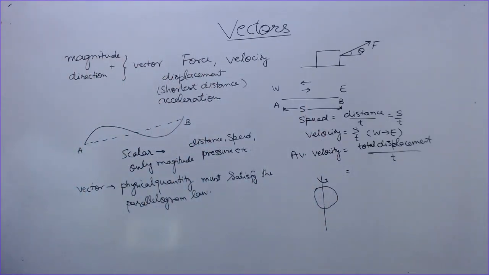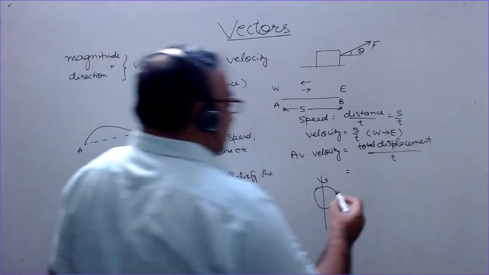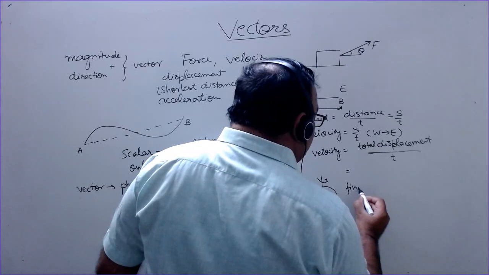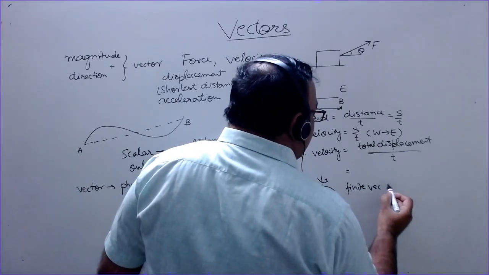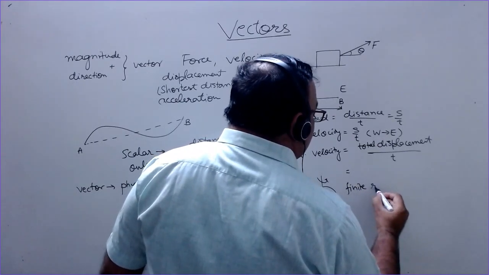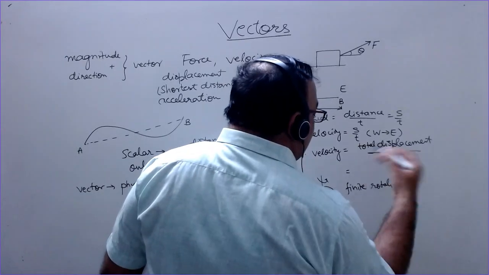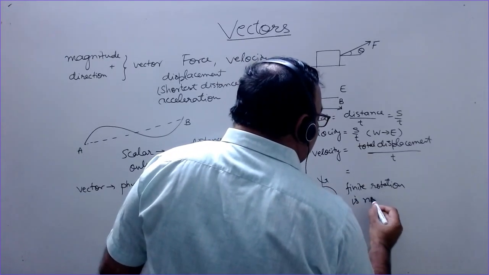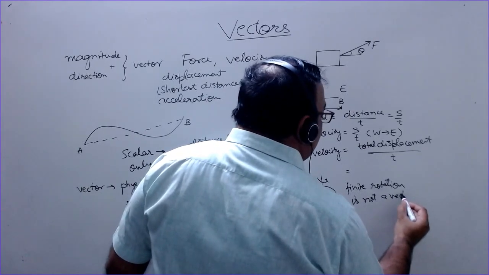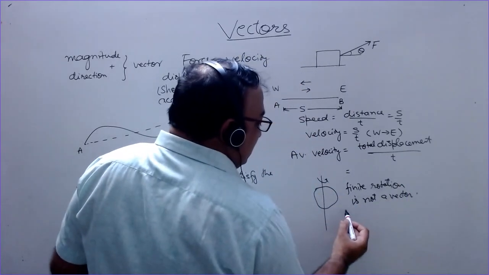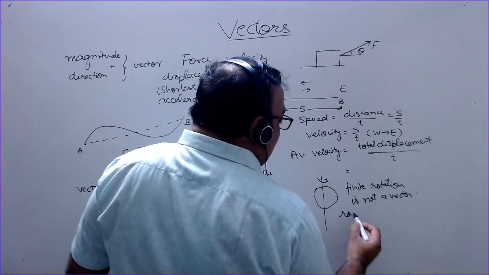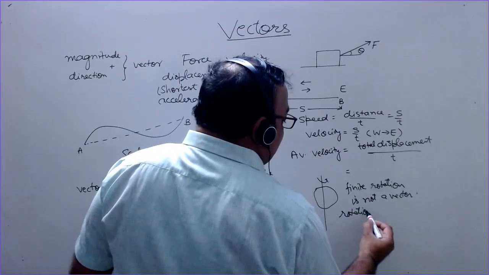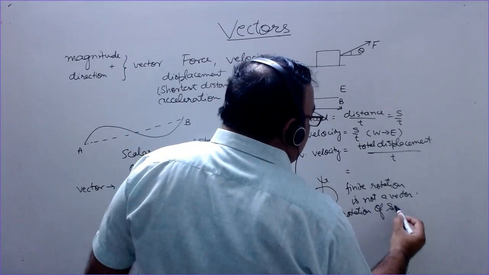So it has direction and magnitude both, but I'm talking about the finite vector, finite rotation, like completing a whole circle. So this is not a vector, but the rotation of small magnitude is a vector.